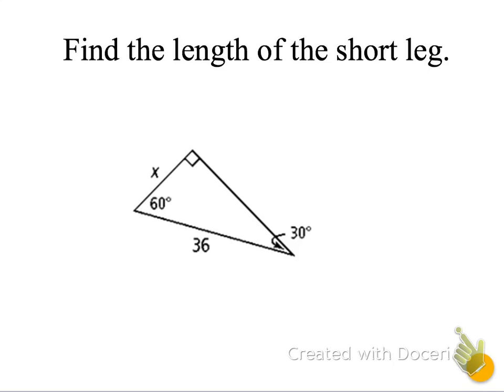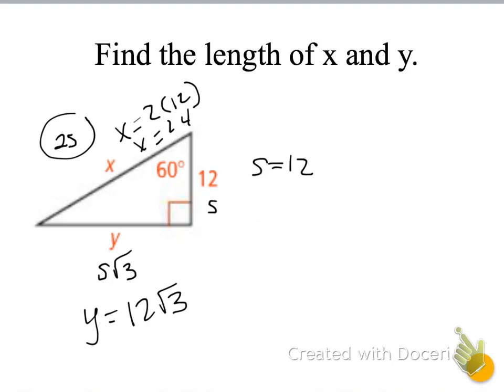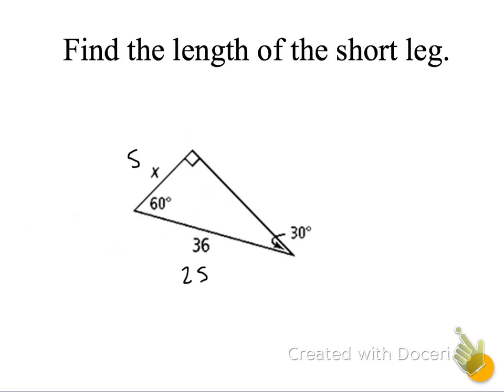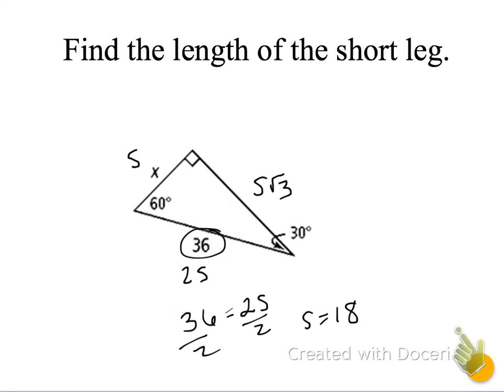Okay, so my hypotenuse always sits across from my right angle, so this is 2s. My shorter side is always s, and my longer side is s square root of 3. Okay, so we know that this side, 36, should equal 2s. So if I divide by 2, s is now going to be 18. So that means x represents 18. And then this side, if I plug s in, it's going to be 18 square root of 3.